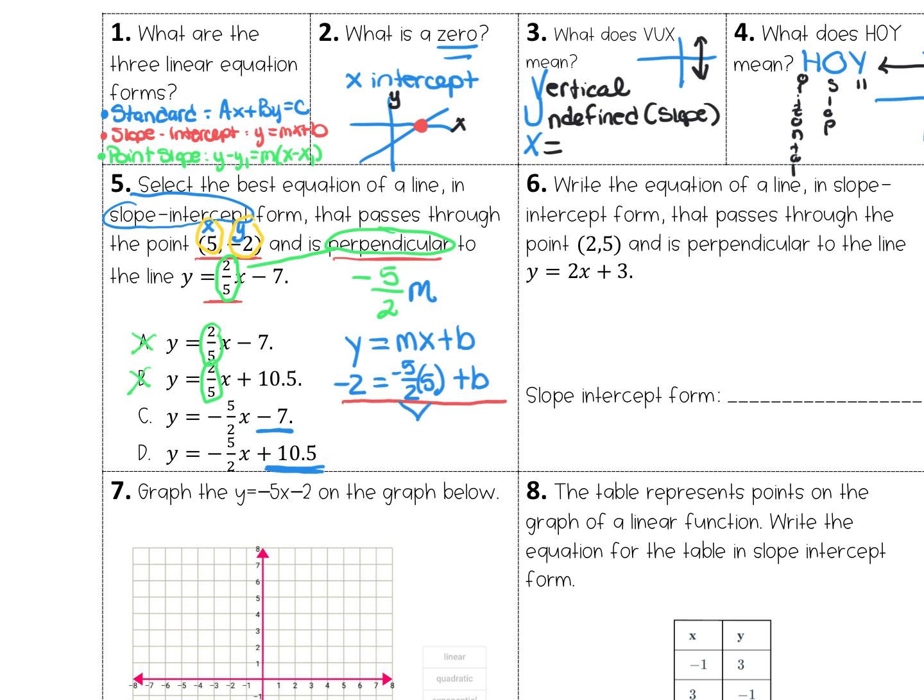When you do this by hand, negative 25 over 2 equals negative 2 plus b, and then you're going to add that 25 over 2 over to the other side. When you add these two things that I'm circling in yellow together, you should get 10.5. So b equals 10.5. That makes our answer letter D.